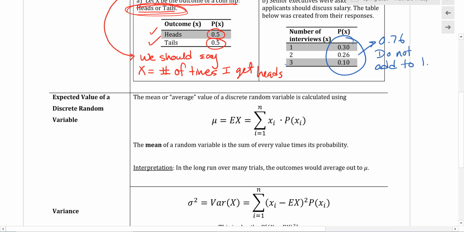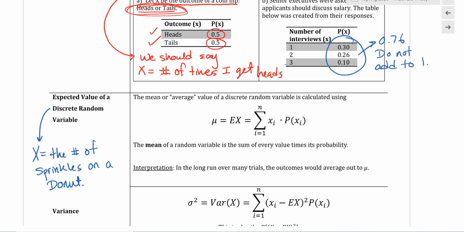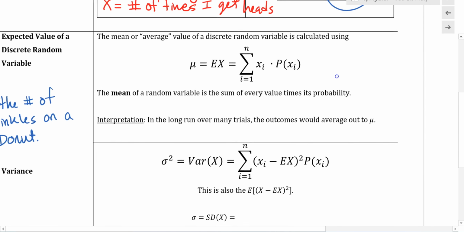So in other words, maybe my random variable could be the number of sprinkles on a donut. It's countable, it's numerical, maybe that's it. Maybe I want to know the mean. I want to know what's the average number of sprinkles on a donut. Maybe I want to know the standard deviation, so on average, how far from the mean do we expect to see the number of sprinkles on a given donut? Okay, so let's break down this formula and not get too intimidated by it.